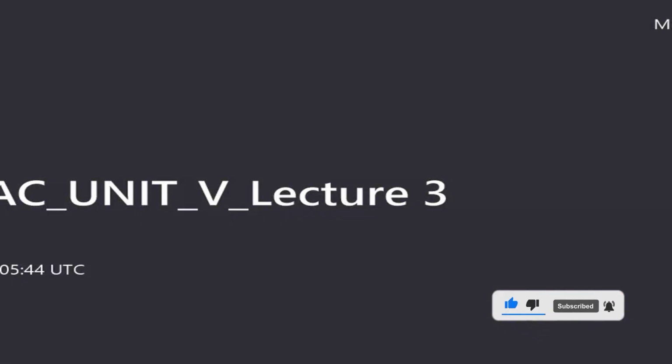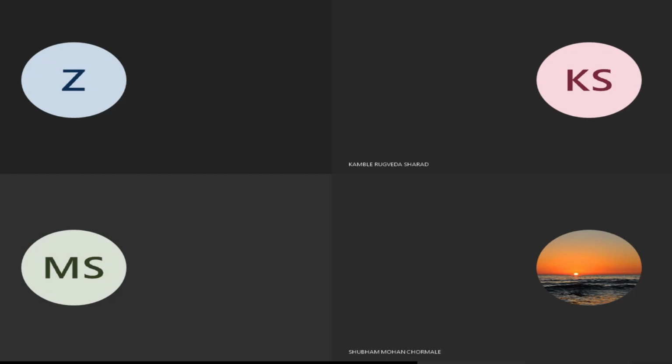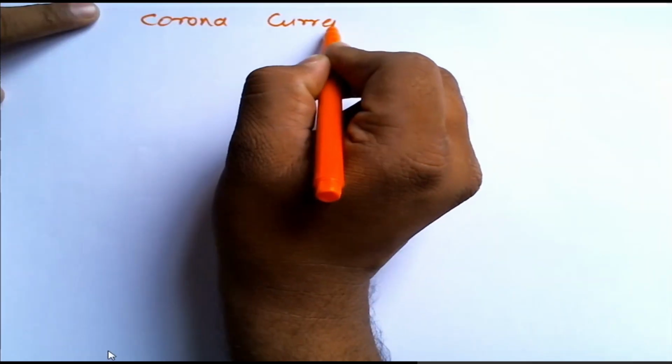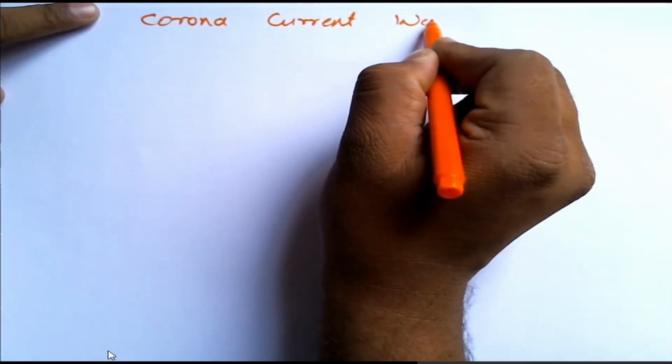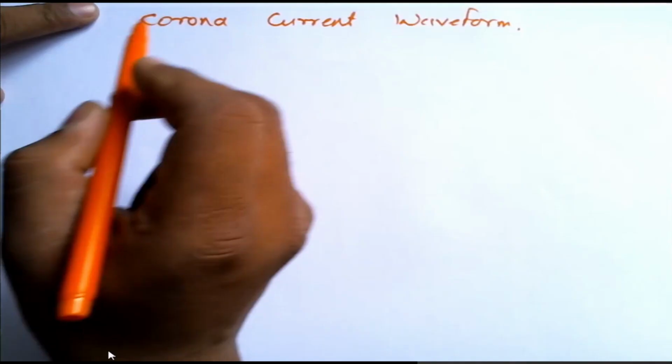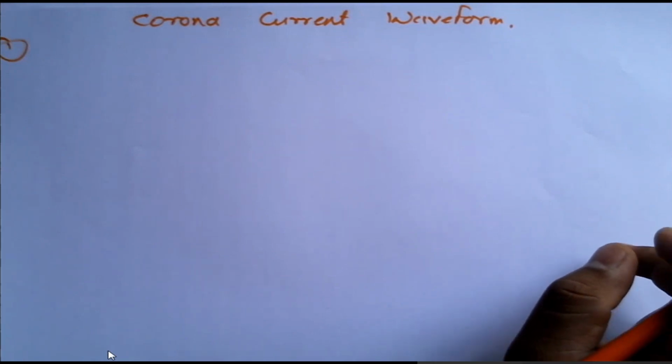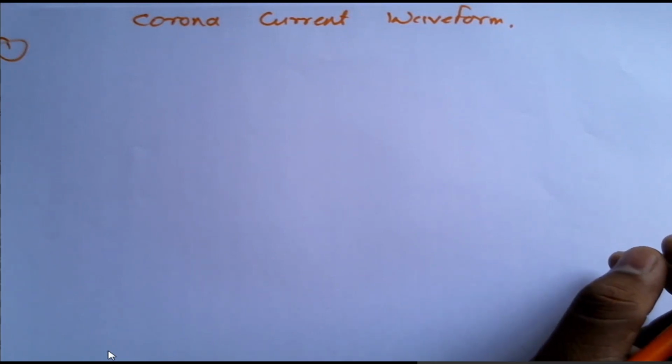So we are going to see what exactly the corona current waveform is. If we consider a particular line which is energized and no corona is present in the line, and the supply is purely sinusoidal and purely capacitive, you know that in a capacitive circuit, current leads the voltage by 90 degrees, right?